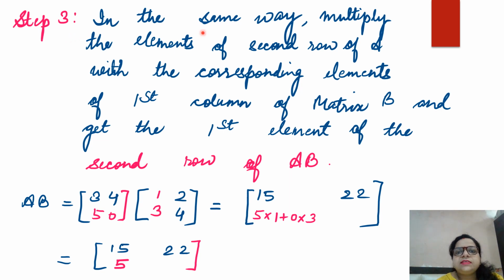In step 3, in the same way, multiply the elements of the second row of A with the corresponding elements of the first column of matrix B and get the first element of the second row of AB. Now we are taking the second row and multiplying it with the first column. So 5 ones are 5, plus 0 into 3 is 0. That is 5 plus 0 is equal to 5. So here we are getting the third element, and that is 5.